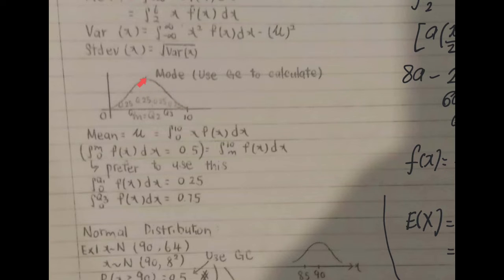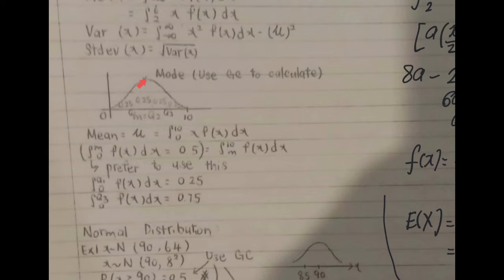Most of the time, you can easily find the highest point of the graph by using the differentiation concept, where a maximum point in differentiation means dy/dx equal to 0. Set dy/dx equal to 0, you find the x, then the x is the mode.